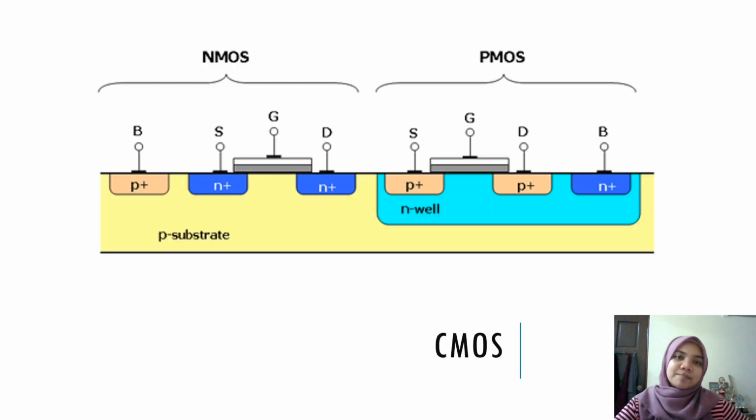CMOS fabrication can be accomplished using any of three technologies, which are N or P-well technology, twin well technology, and silicon on insulator technology.